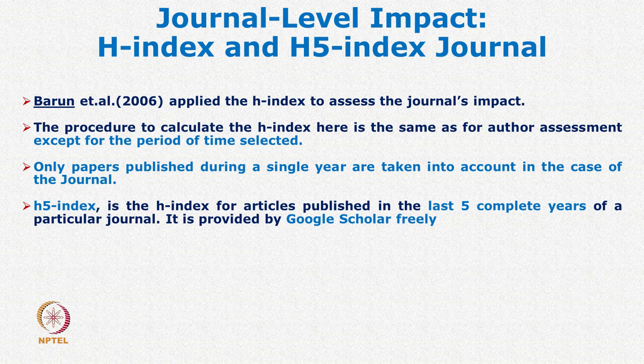The H-index is not only applicable to authors but to journals as well. Braun et al. gave the concept of the H-index for journals in the year 2006. It helps in calculating the impact of journals apart from the impact factor given by the JCR. The procedure to calculate the H-index here is the same as for author assessment except for the period of time selected. The H5 index is the H-index for articles published in the last 5 completed years of a particular journal.